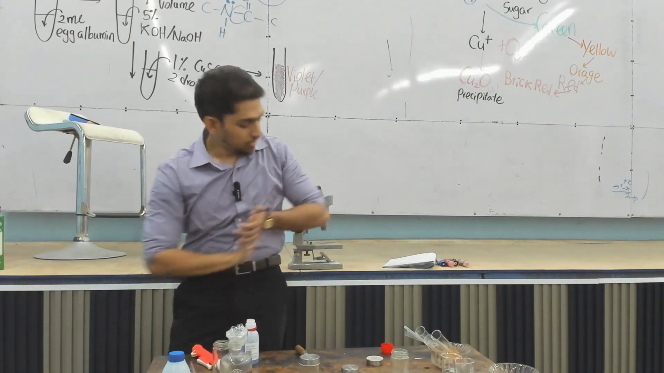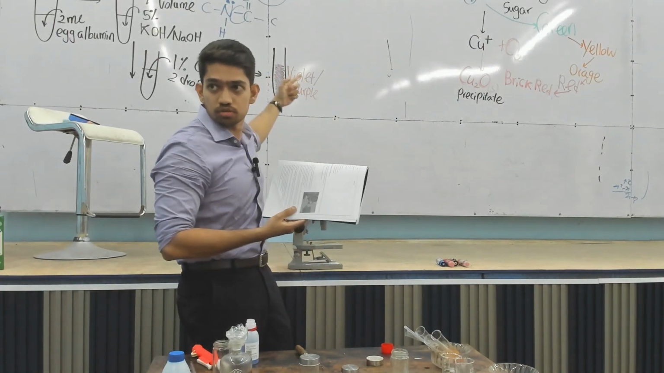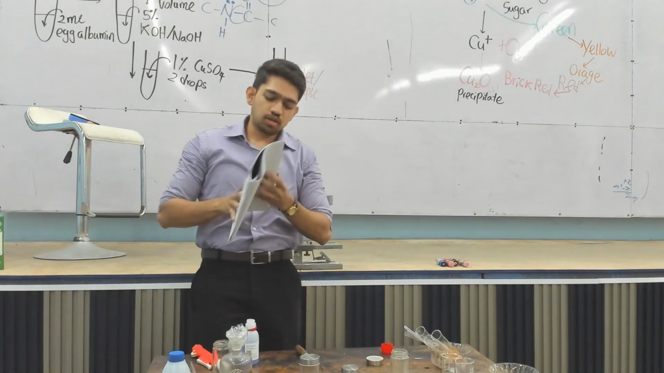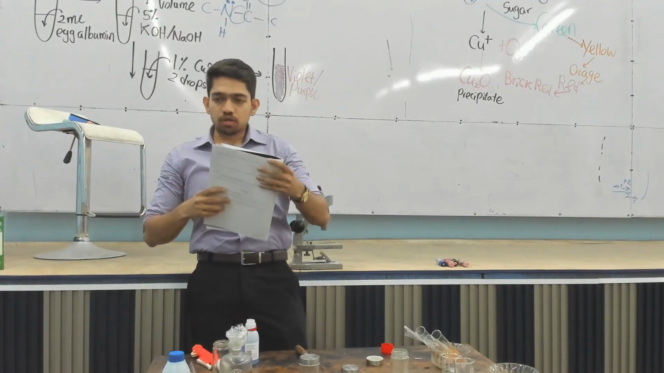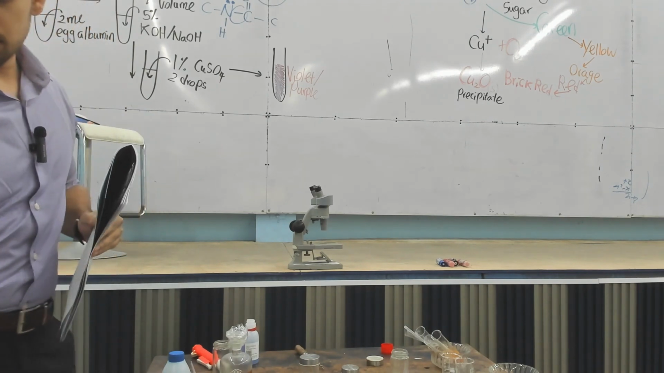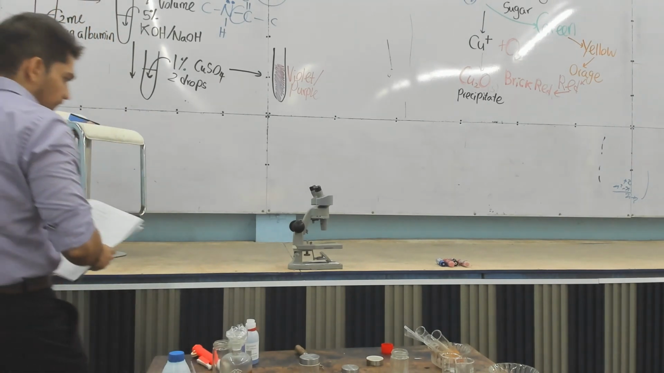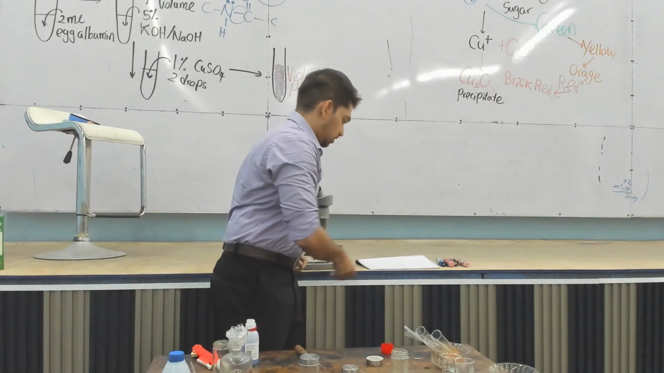So bio test is done. Make another. Right. Let's come to practical experiment number 3, identifying starch in the lab. Identifying starch in the laboratory.